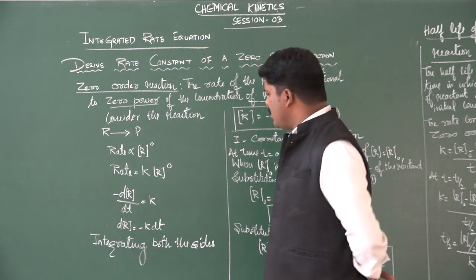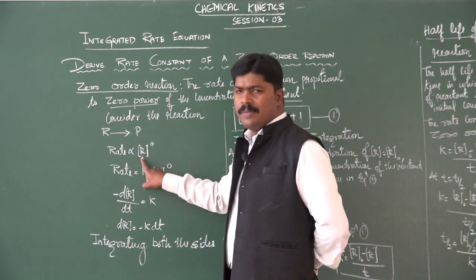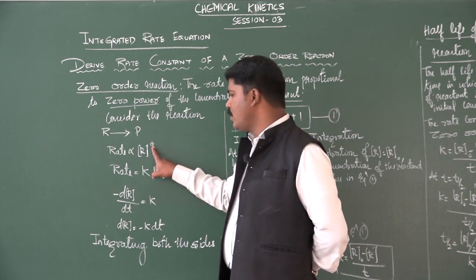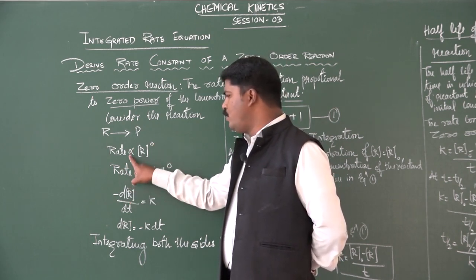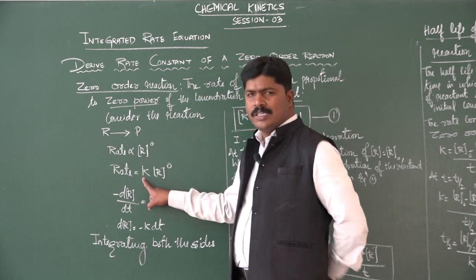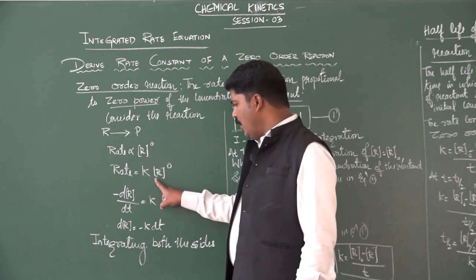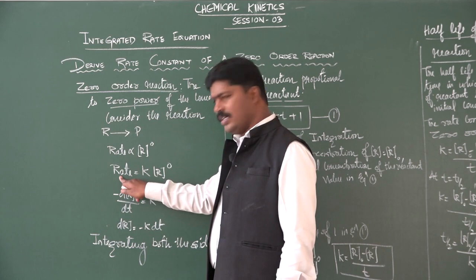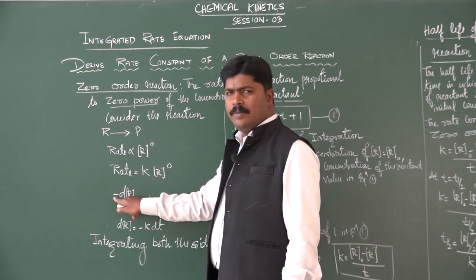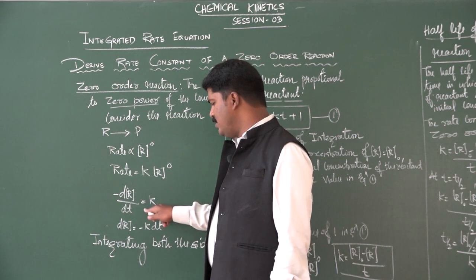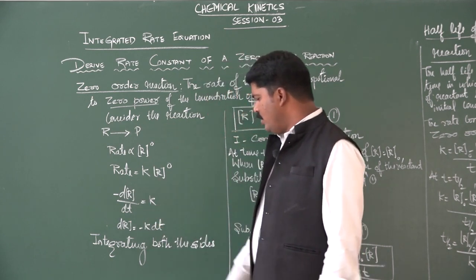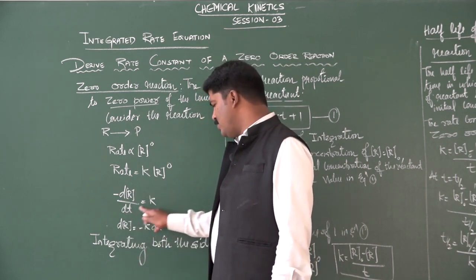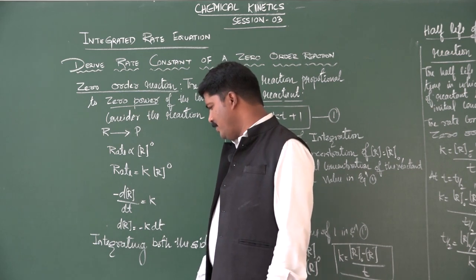The rate of reaction is proportional to R in square bracket, the molar concentration of R, to the power 0 according to the definition. Now when we remove the proportionality, we replace it with the constant K: rate is equal to K R to the power 0. Anything to the power 0 is always equal to 1. The rate of the reactant has a minus sign, so minus dR by dt is equal to K. Now cross multiplying dt, dR is equal to minus K dt. This is a basic thing.